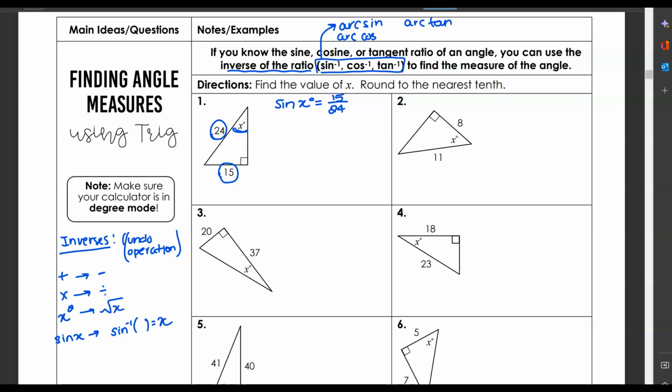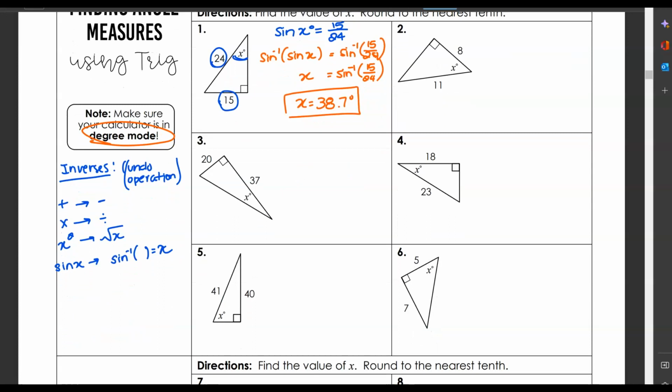Let me take a step back. What is happening here is we're going to apply sine inverse to both sides, because whatever I do to one side, I have to do to the other side of an equation. When I take the sine inverse of sine, that just undoes itself, so I'm left with the input of x. So x is equal to sine inverse of 15 over 24. Now what is sine inverse of 15 over 24? We're going to make sure that your calculator's in degree mode. We'll get x is equal to 38.7 degrees.